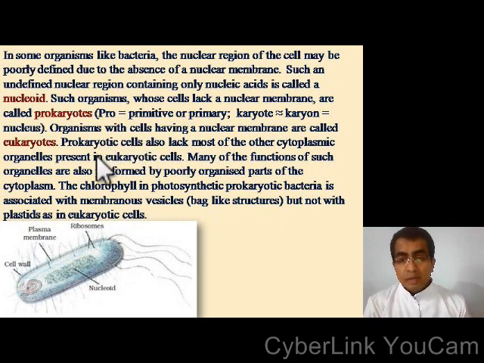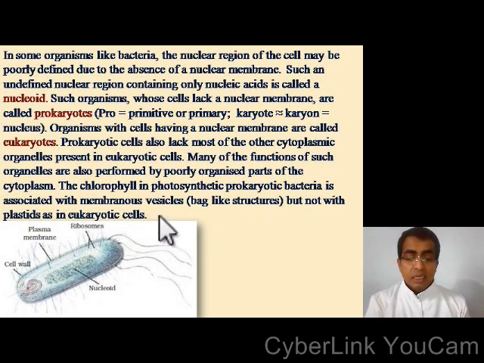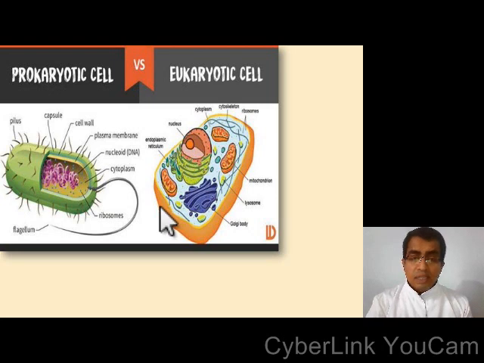Prokaryotic cells also lack most of the other cytoplasmic organelles present in eukaryotic cells. Many of the functions of such organelles are also performed by poorly organized parts of the cytoplasm. The chlorophyll in photosynthetic prokaryotic bacteria is associated with membranous vesicles. Bag-like structures are present there, but not plastids as in eukaryotic cells. That is the difference between prokaryotic and eukaryotic cells.